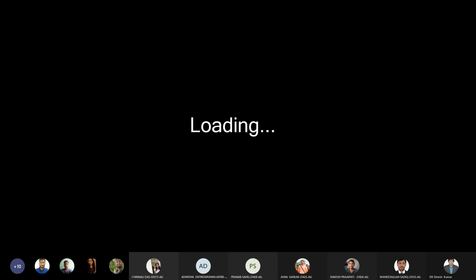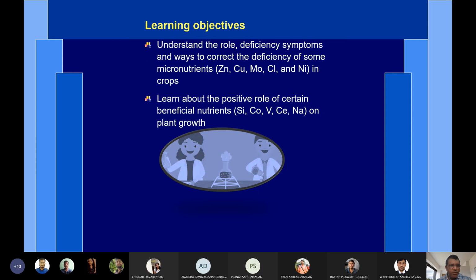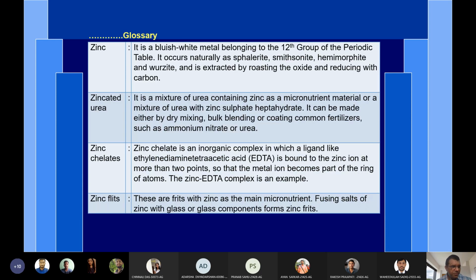And now we are going to discuss in detail micronutrients: zinc, copper, molybdenum, chloride, nickel, and certain beneficial nutrients. The learning objective is to know the deficiency symptoms and corrective measures of these nutrients, and also discuss the role of certain beneficial nutrients in plant growth. Terminology, most of you are aware of these kinds of terminology. You can read it later.